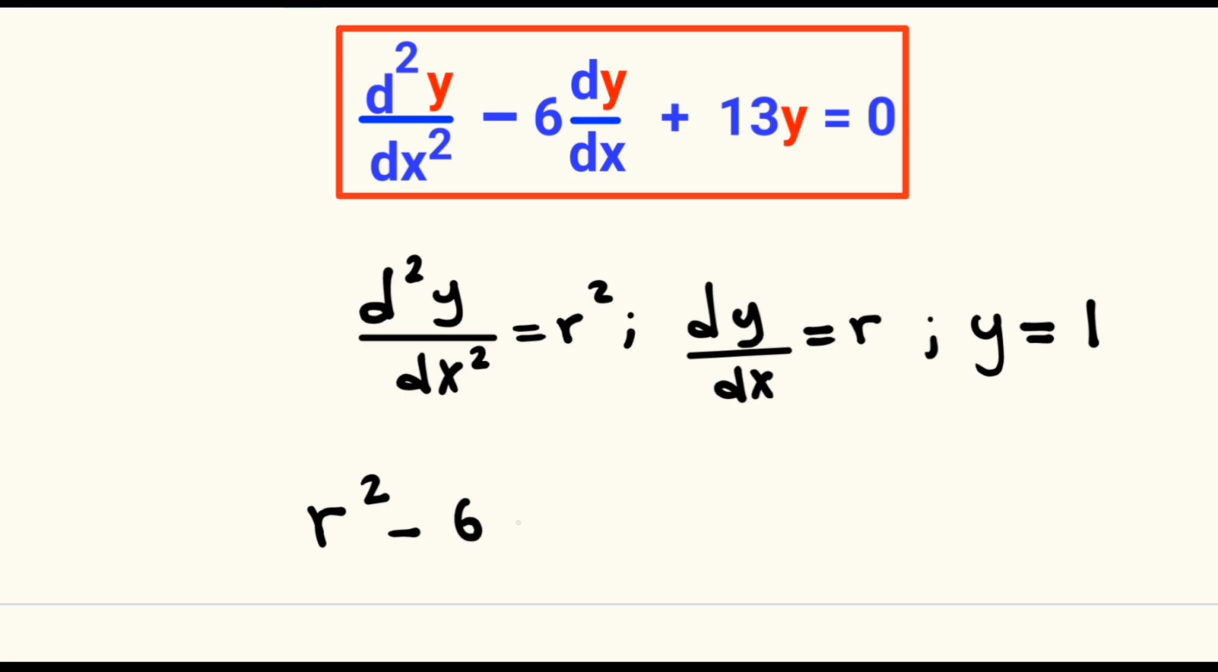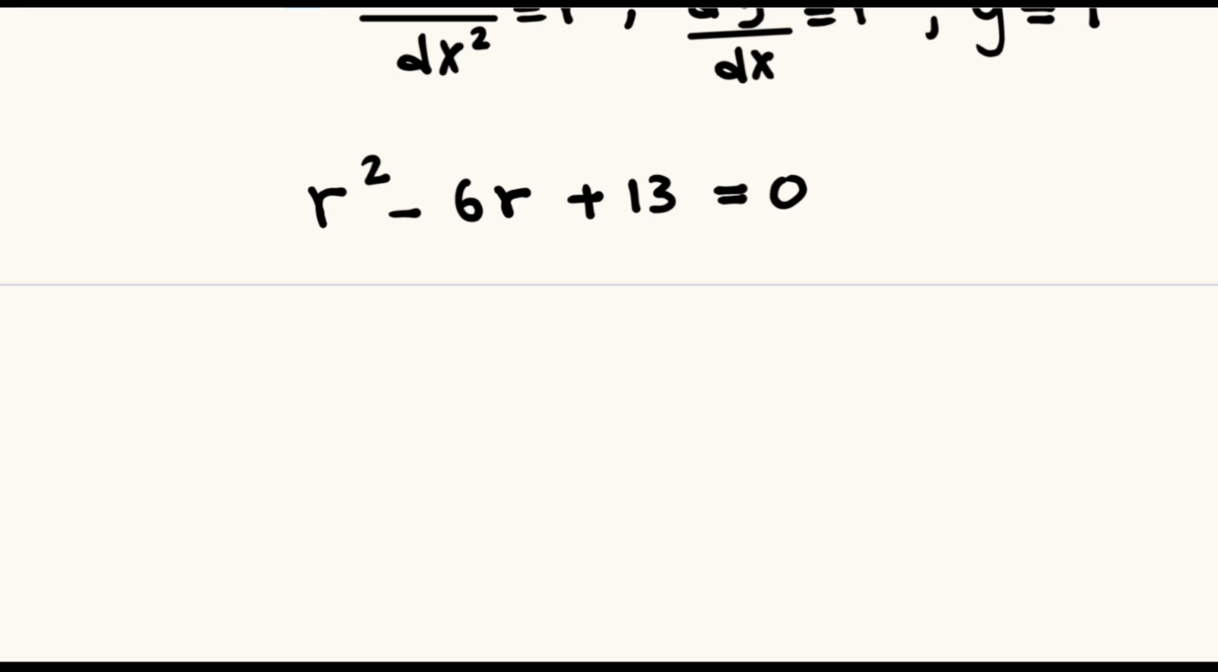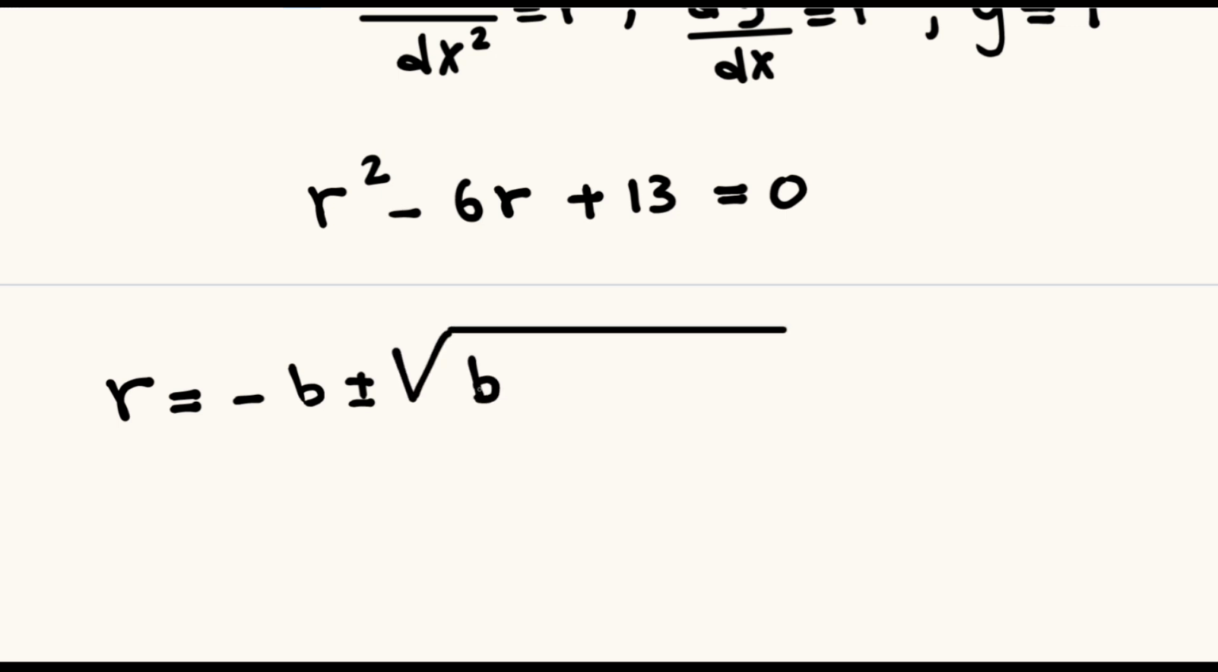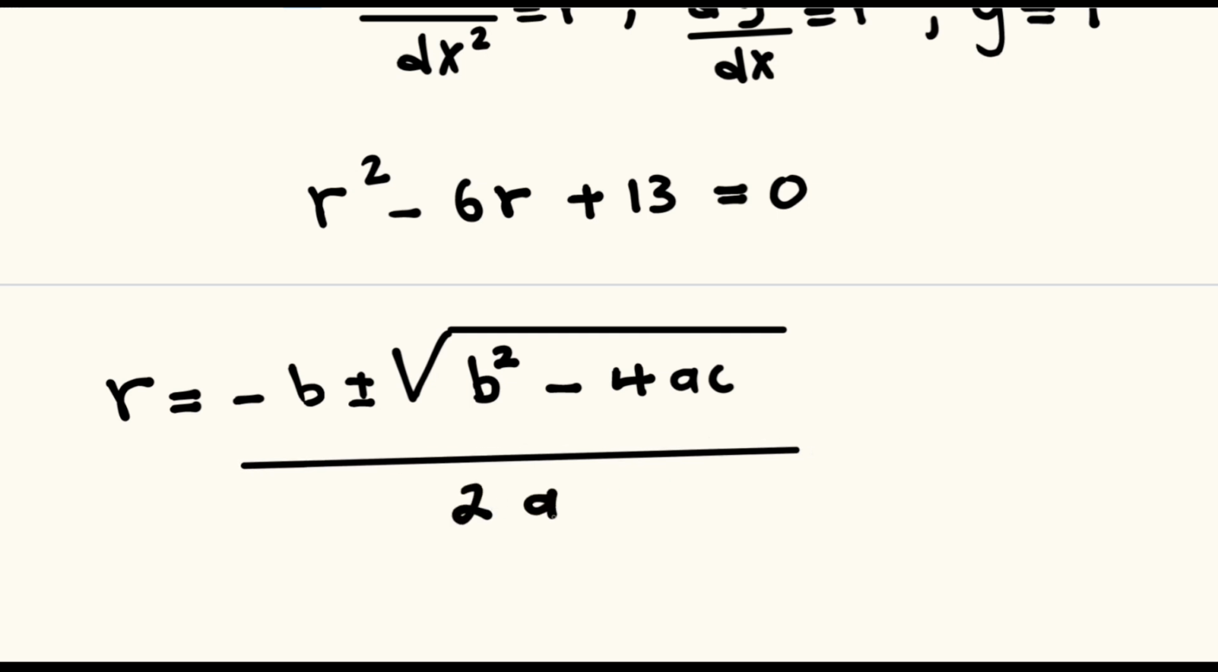minus 6 multiplied by r plus 13 multiplied by 1, which will be equal to 13, and this will be equal to 0. And in order for us to determine the roots of this auxiliary equation, we have to use the quadratic equation. So our r will be equal to negative b plus or minus the square root of b squared minus 4ac, and this is divided by 2a.